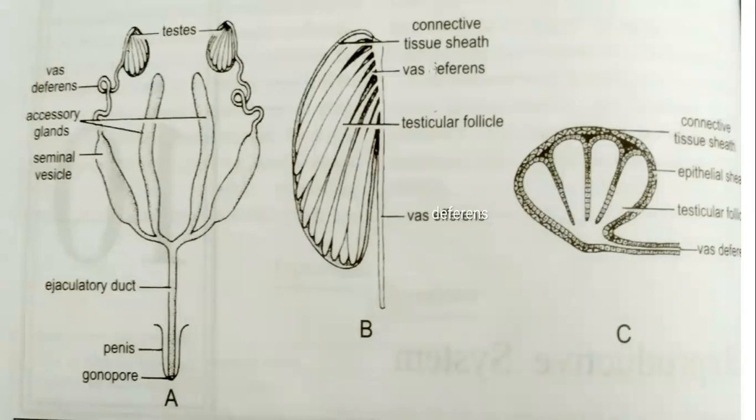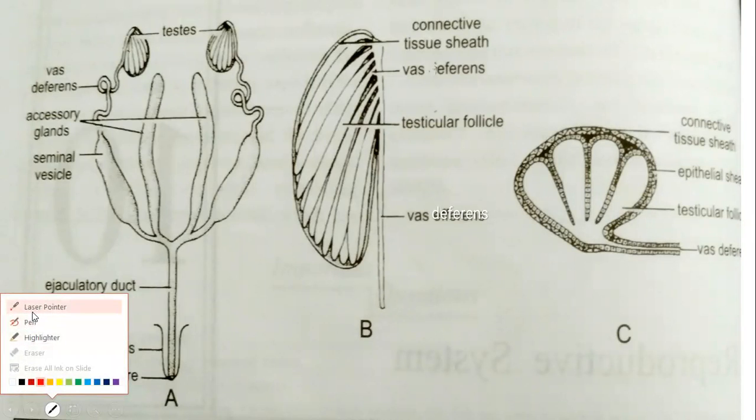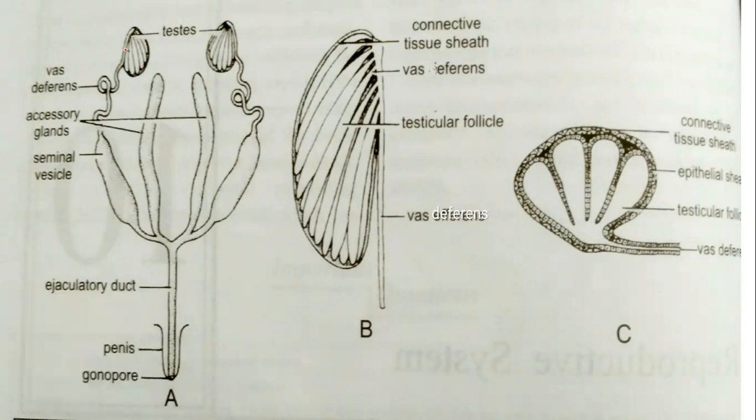Here is the testis. This one and this one. A pair of testes are present in the abdominal cavity. Somewhat elaborate structure is here. These are the connective tissue sheath, और these are the follicles, testicular follicles.